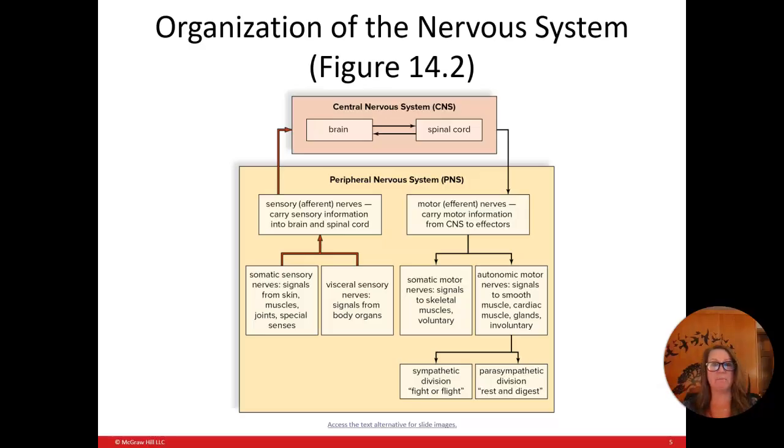Then if there is a motor response, then information is going to go from the brain, the spinal cord, and now it is going to move out what we call motor or efferent nerves, and that's carrying information from the central nervous system to what we call the effectors. So muscles, glands, and organs, wherever there's going to be an effect.